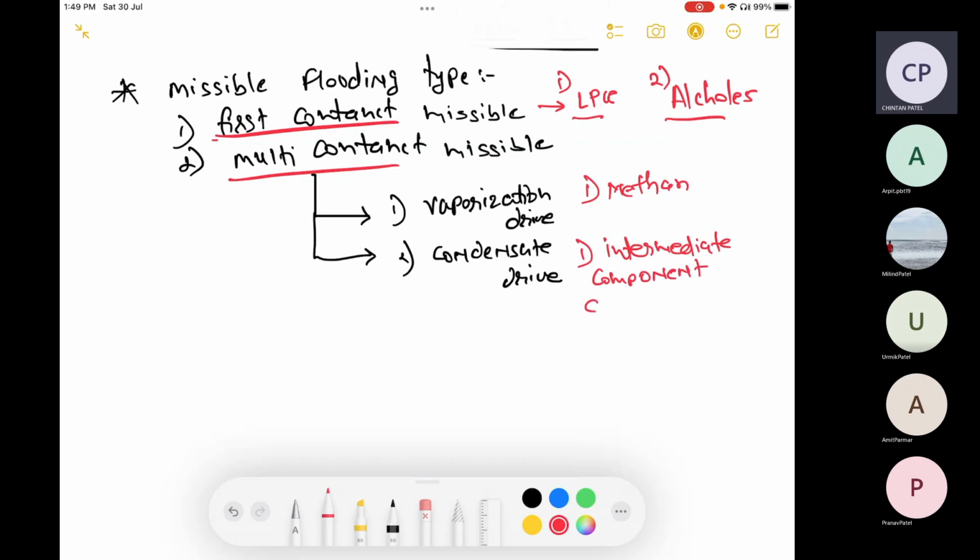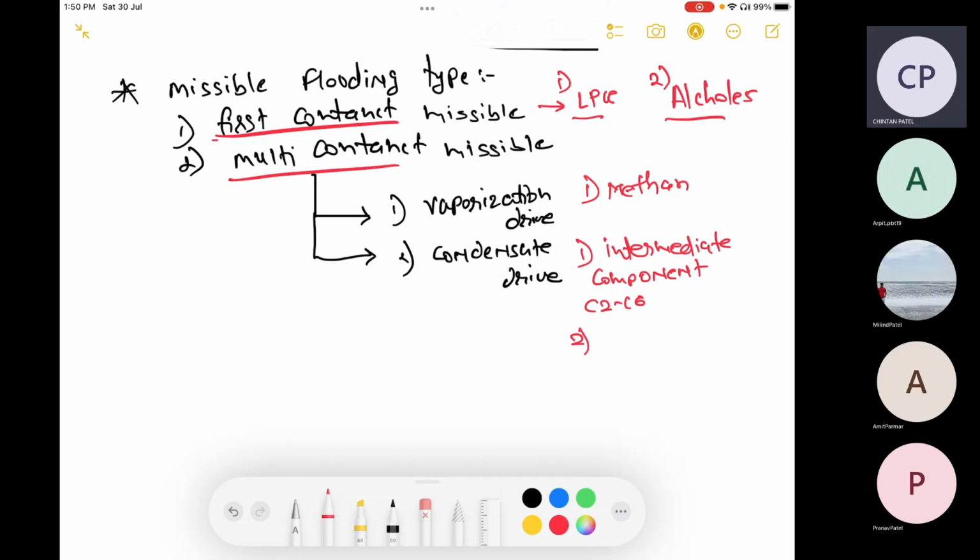Intermediate component means you can consider C2 to C6, and second is CO2. Okay, let me confirm this. Regarding gas condensate drive, you can use... I think CO2 is a vaporization drive, and all of these belong to the intermediate components such as C2 to C6. There are many cuts: it can be alkane, it can be alkene, or it can be a mixture of those.